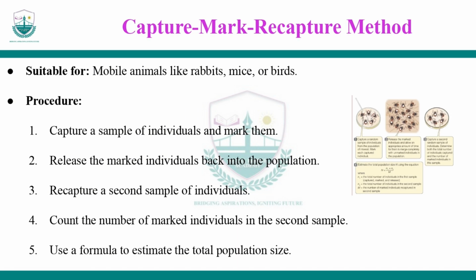Now let's explore one of the most widely used techniques for mobile animals: the capture, mark, recapture method. Best for elusive or fast-moving species like rabbits, mice, or birds, organisms that can't be counted easily in one spot. Here's how it works. First, capture a sample of animals and mark them safely. Release them back into the population. After some time, capture a second sample. Count how many of these are marked individuals. Finally, apply a simple mathematical formula to estimate the total population. Let's look at that formula next.